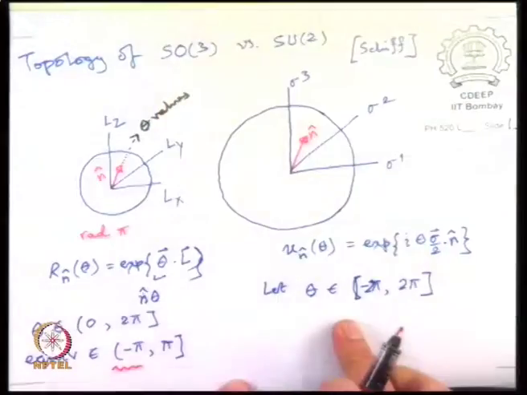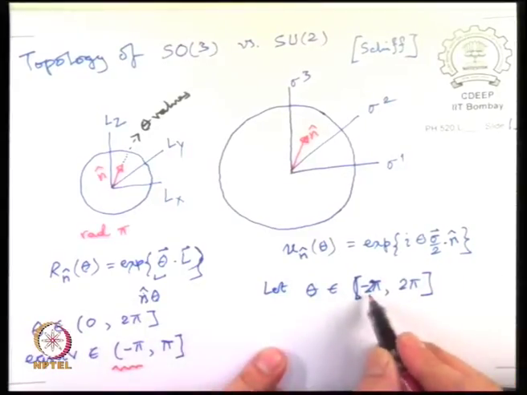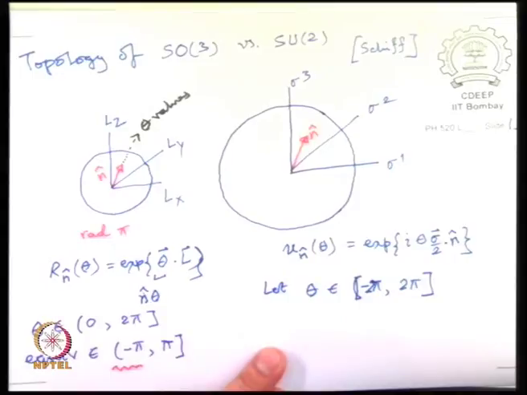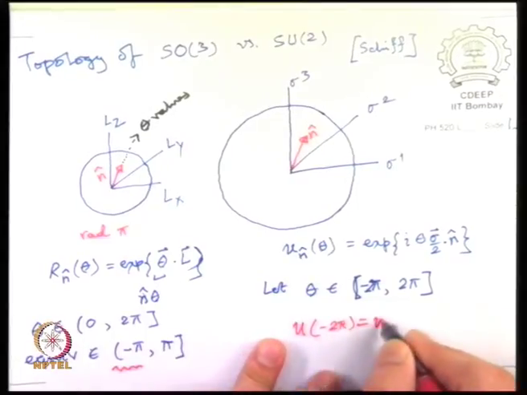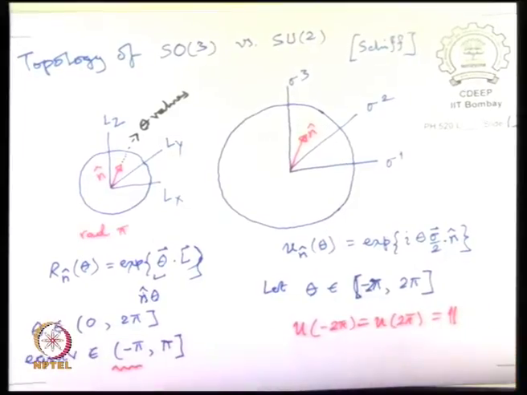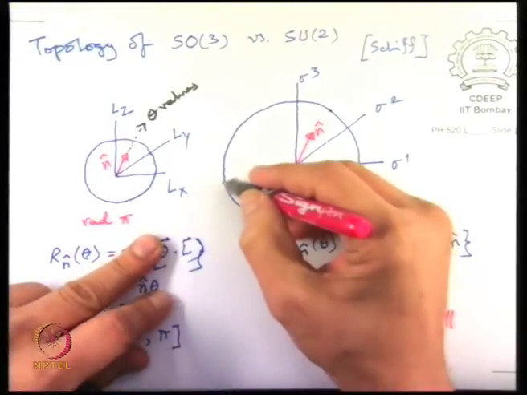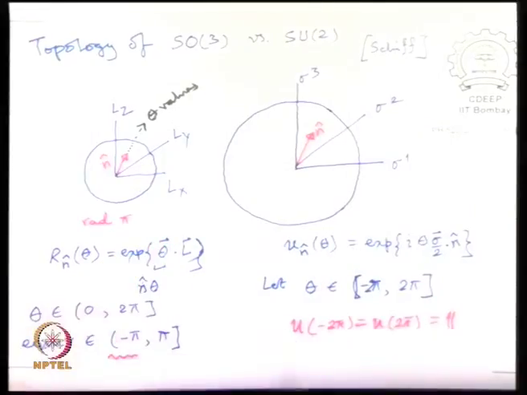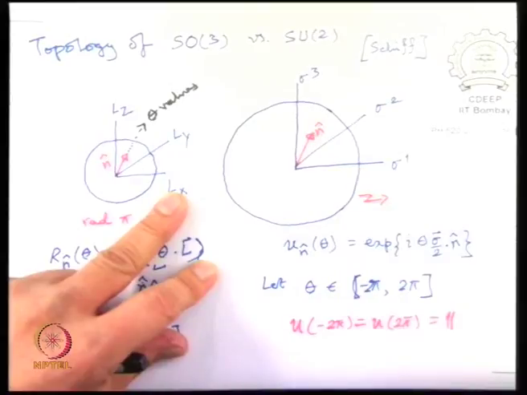But as far as SU2 is concerned, both minus 2 pi and plus 2 pi give just the same element. So, there is no ambiguity. In fact, the SU2 is a space such that, I do not want to clutter up this image, but the whole of the outer surface is one point.